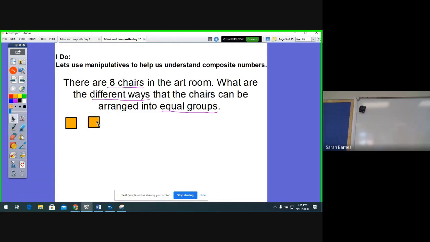So we have 1, 2, 3, 4, and 1, 2, 3, 4. So 2 rows, 4 each. 2 times 4 equals 8. 1, 2, 3, 4, 5, 6, 7, 8.